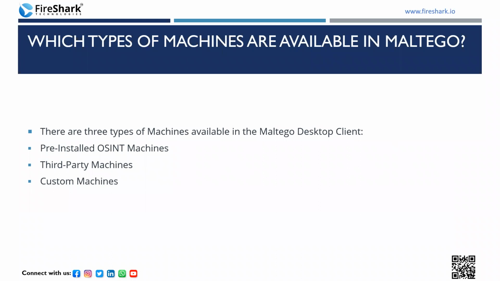After that, which types of machines are available in Maltego? There are three types of machines available in the Maltego desktop client: first of all, pre-installed OSINT machines, third-party machines, and custom machines. So let's see what this means.